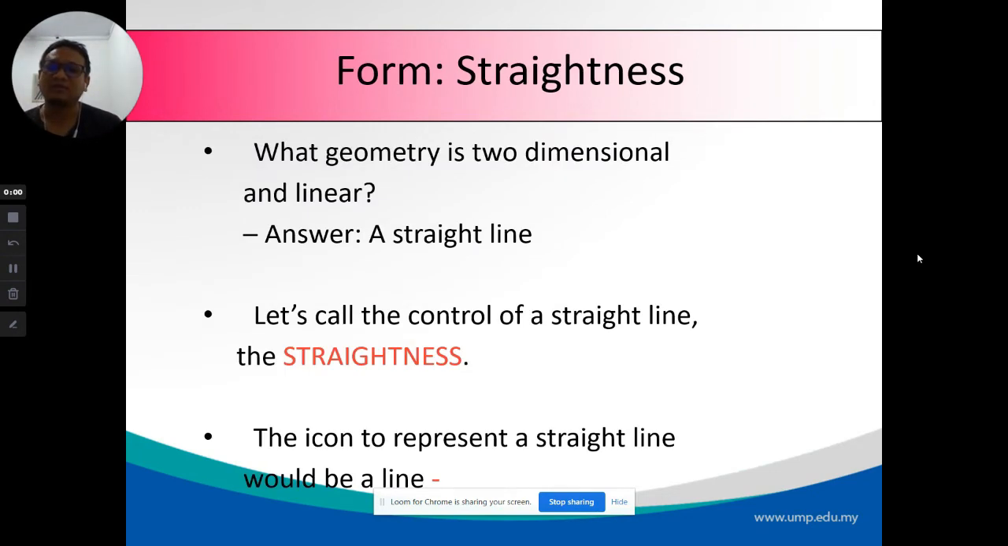For example, straightness, ataupun kelurusan. What is two-dimensional and linear? A straight line, of course. Let's call the control a straight line. So the straight line can be straightness. The icon represents a straight line. Here it is.